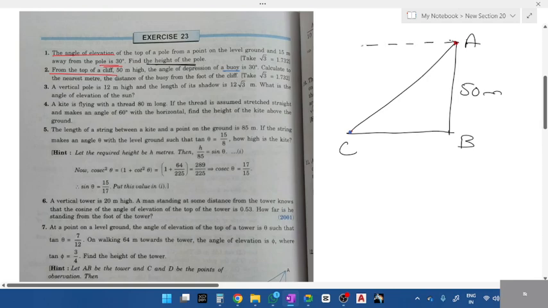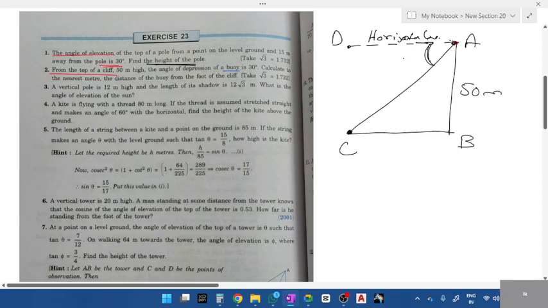Just let me draw a straight line. What do you call this straight line from A? We call it a horizontal line. Then which one will be the angle of depression? From A, which point are you looking at? You have to look at point C. So this angle will be the angle of depression.